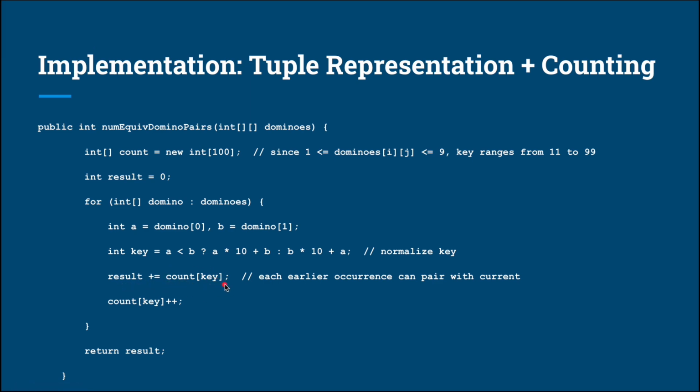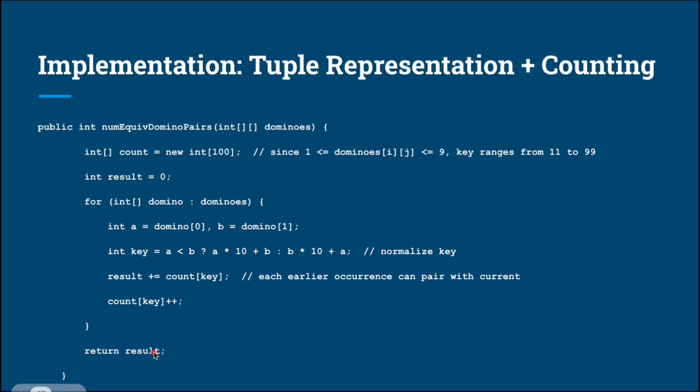So the count at the key you get from each earlier occurrence, and you keep updating. The result will get updated with the count at that key. Let's suppose it is coming 3 times, so you will get 3 at that key. Then you do count at key plus plus, updating how many counts there are, and finally you will return the result. In this way you return the number of all equivalent pairs, because all the pairs are counted in the result.